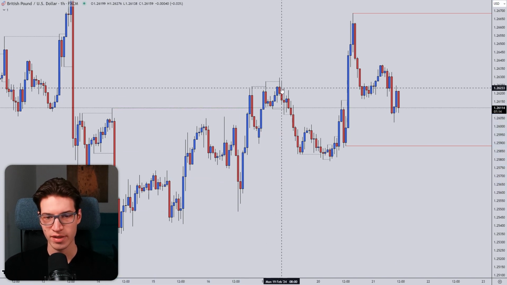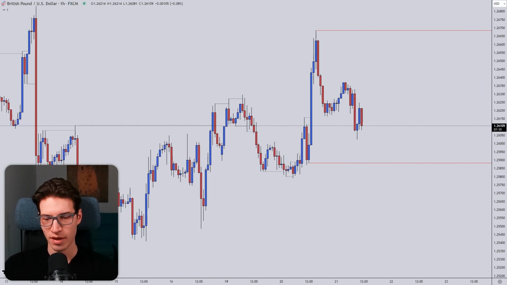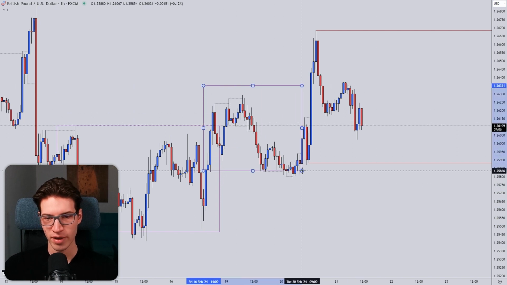Okay, then we ranged around, very flat range, broke the high, retraced, went down. Yeah, messy. This to me was a flat range. This was flat, corrective, and range bound.